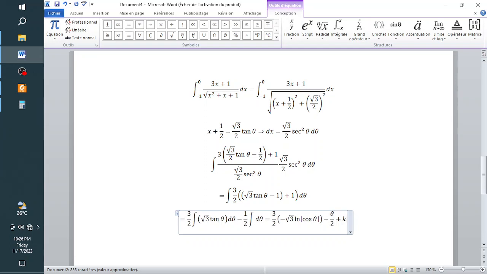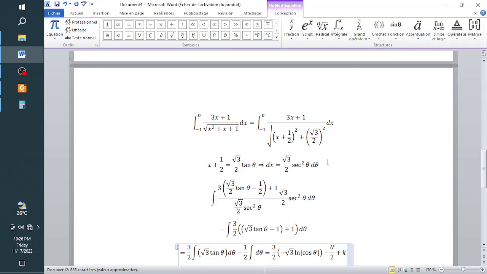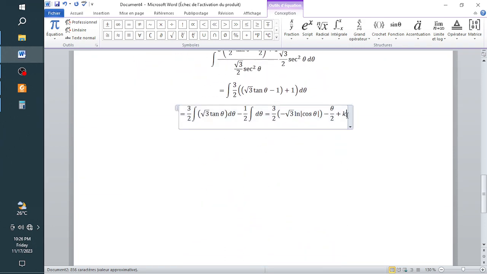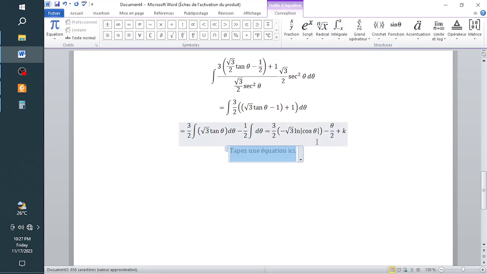Okay, now you realize that if you want to change our bounds, our theta gave us tan inverse of 2x plus 1. Now you realize that when x is negative 1, theta is negative pi on 6, and when x is 0, theta is pi on 6. So we just have from negative pi on 6 to pi on 6. Okay, so that's theta.